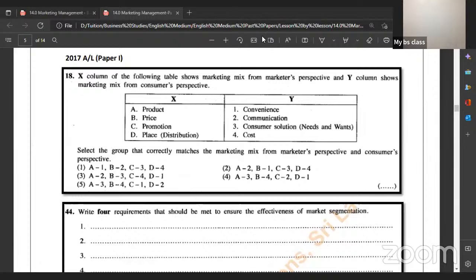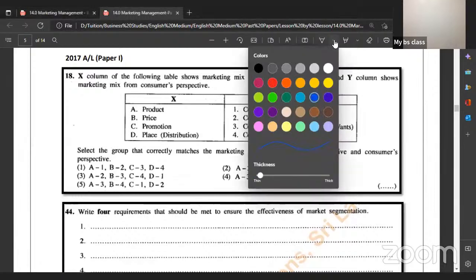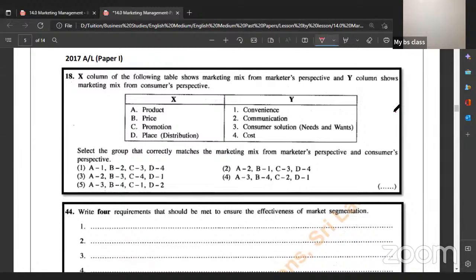2017 A level, paper 1. The X column of the following table shows marketing mix. When it is marketing mix, a common question is about the 4 P's.